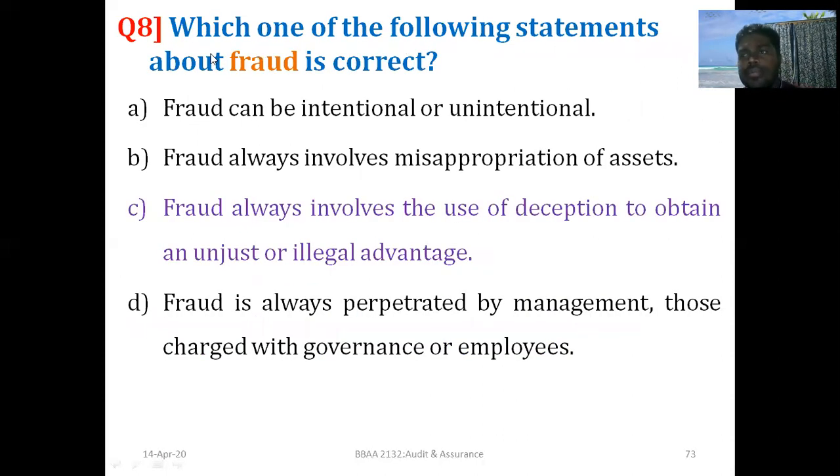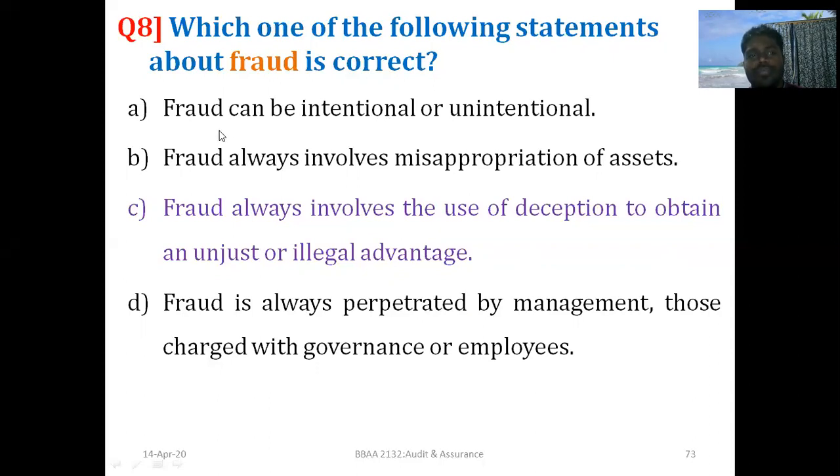What about question number 8? Question number 8 says, which one of the following statements about fraud is correct? So the key term is fraud. You underline the fraud. Already we discussed errors and fraud. When you read a question and see the term fraud, your mind says fraud should be an intentional activity or deception to get a benefit, an illegal benefit. So deception or dishonesty. Then which is the correct statement about fraud? The first one, fraud can be intentional or unintentional. No, fraud should be intentional.